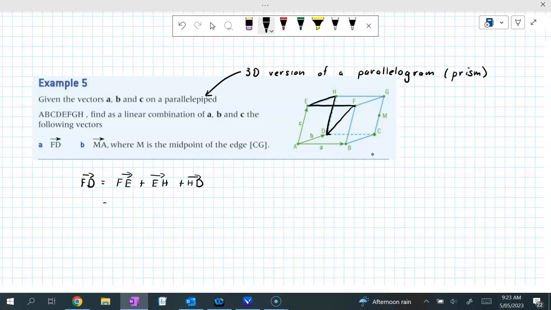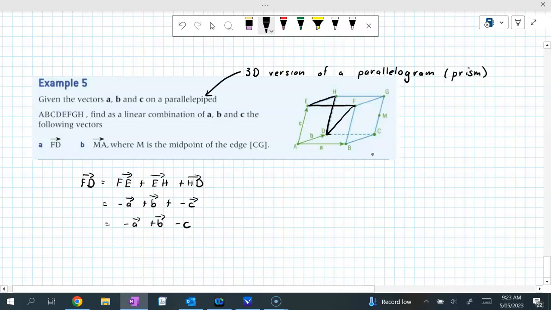Now, FE is the vector A, but just in the opposite direction. Because this is a parallelogram, opposite sides are equal and parallel. So it'll be the same vector, whether it's FE or BA. So it's negative A, it's equal to A, but going in the opposite direction. Now, EH is going in the same direction as B and is equal in length. And then HD is going down, whereas C is going up, so they're the same length, but it's going in the opposite direction. So it's negative A plus B, take C.